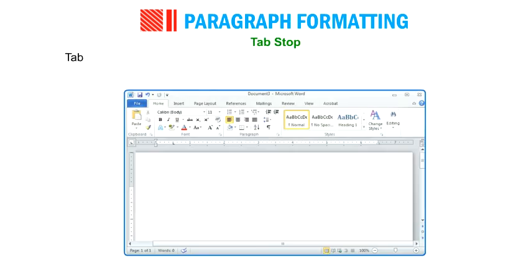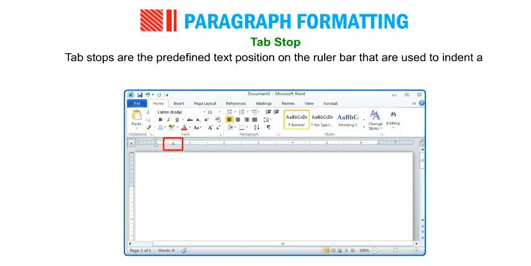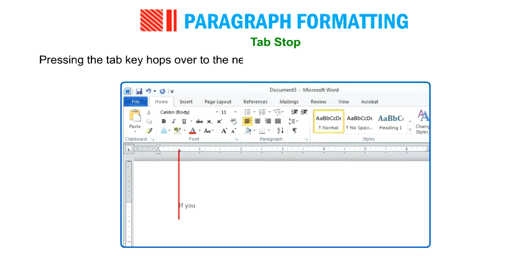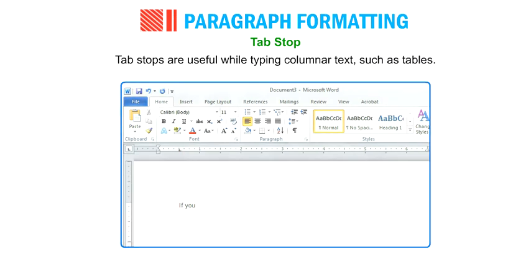Tab stop. Tab stops are the predefined text positions on the ruler bar that are used to indent a paragraph or a line. Pressing the tab key hops over to the next tab stop and inserts a character in your document. Tab facilitates the user to move the insertion point faster. Tab stops are useful while typing columnar text such as tables.